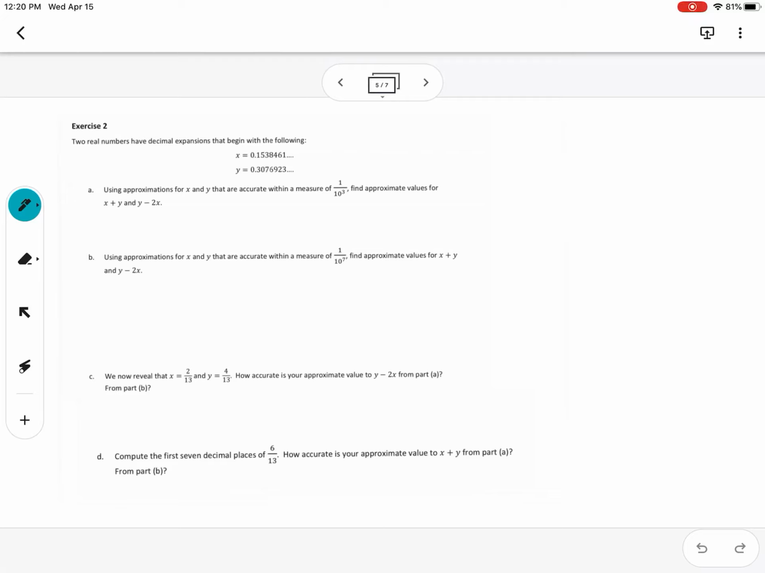Use your approximations for x and y that are accurate within the measure of 1 over 10 to the 3rd power. Hopefully you recognize immediately that it means cut everything off after the thousandths place, which is right here. Everything after that, you just cut it off. We're not rounding it. So you should have cut off all of that and all of that, and those were the numbers you should have used.